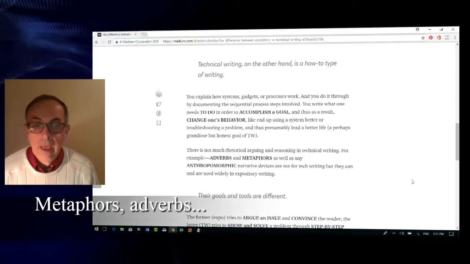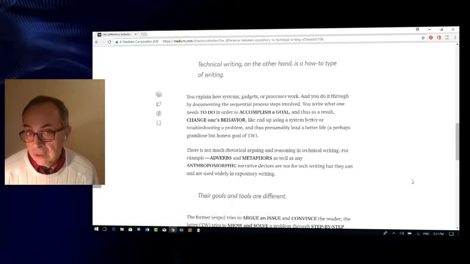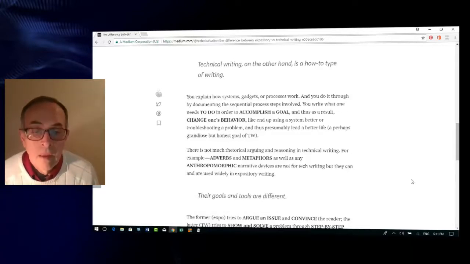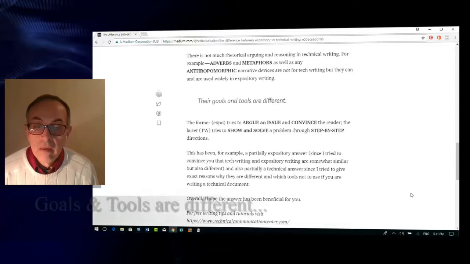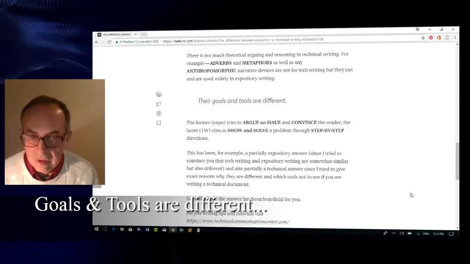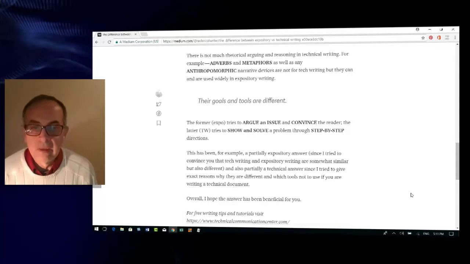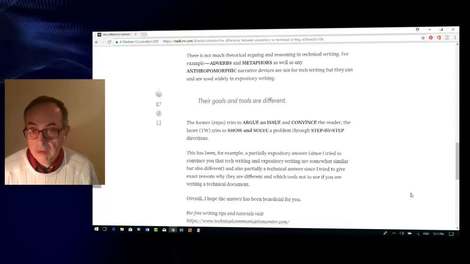For example, adverbs and metaphors or anthropomorphic writing have no place in technical writing, whereas creative writers use metaphors and similes all day long. So their goals and tools are different. In expository writing, you are trying to argue an issue and convince the reader about the correctness, the truth of your case. Whereas in technical writing, you are just trying to show and solve a problem through step-by-step directions.